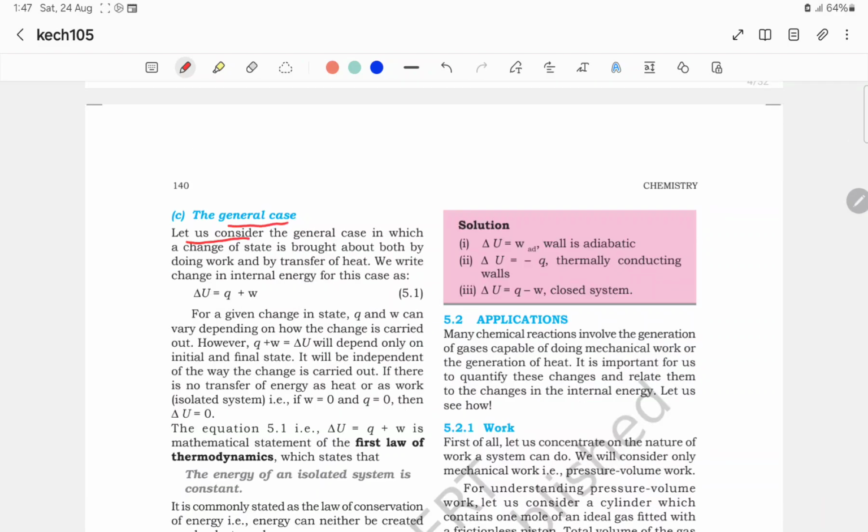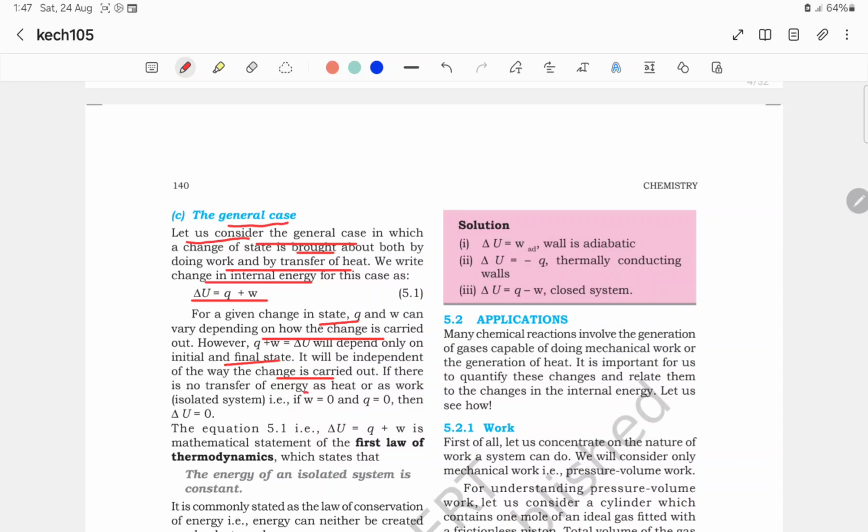So let us consider the general case in which the change of state is brought about both by doing work and transfer of heat. We write the change in internal energy for this case as delta U is equal to Q plus W. So for a given change in state, Q and W can vary depending on how the change is carried out. But Q plus W, which is equal to delta U, will depend only on the initial and final state. It will be independent of the way the change is carried out.